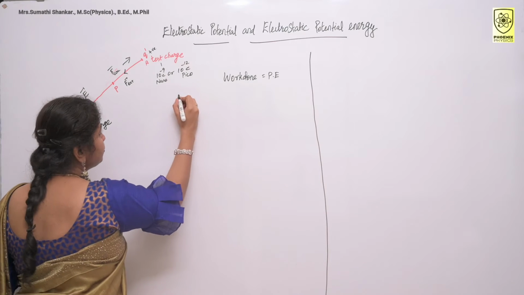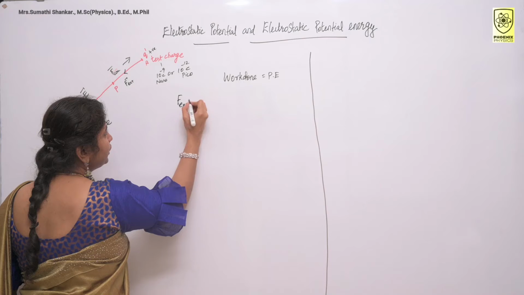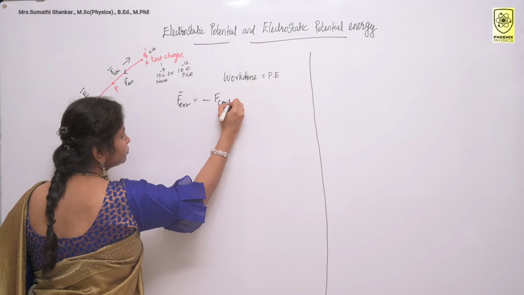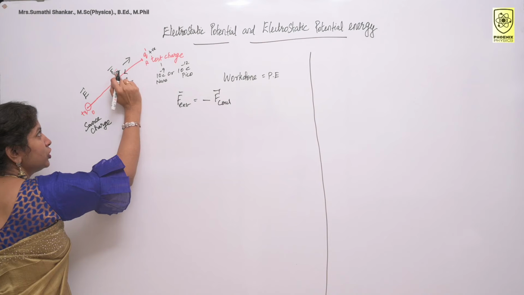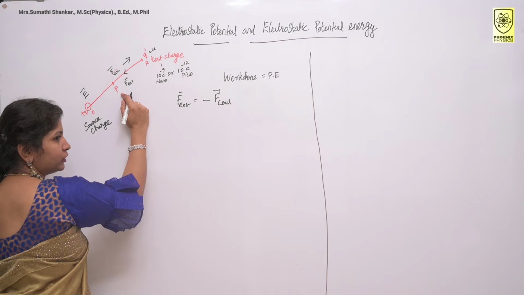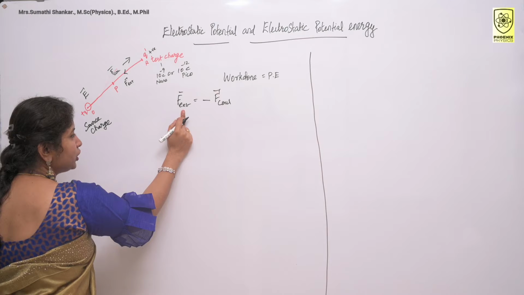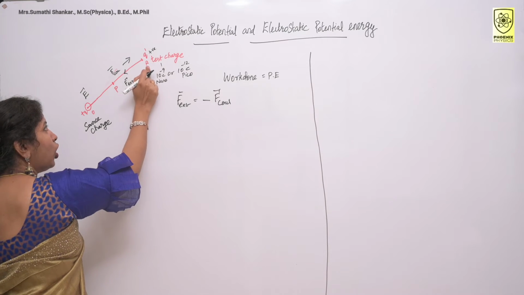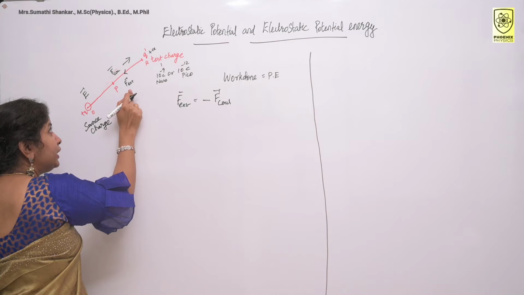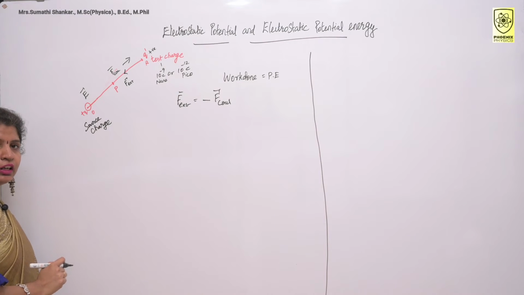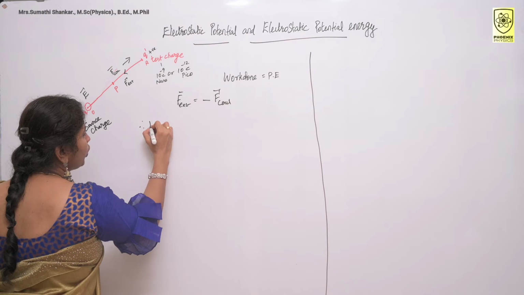The external force used to bring the test charge from R to P is equal and opposite to the Coulomb force, which means F external is equal to minus F Coulomb. See, the direction of the Coulomb force is like this and the direction of the external force is like this. So the external force to bring Q dash from R to P is equal and opposite to the Coulomb force.